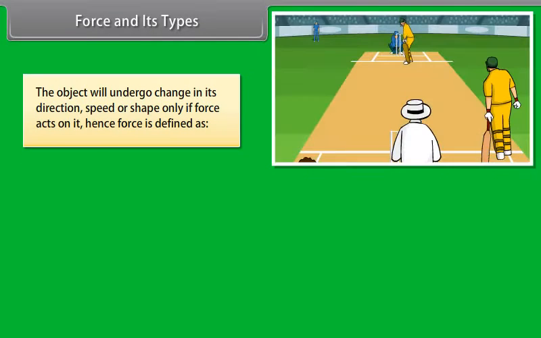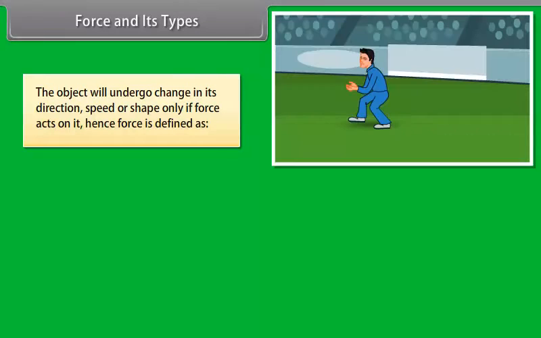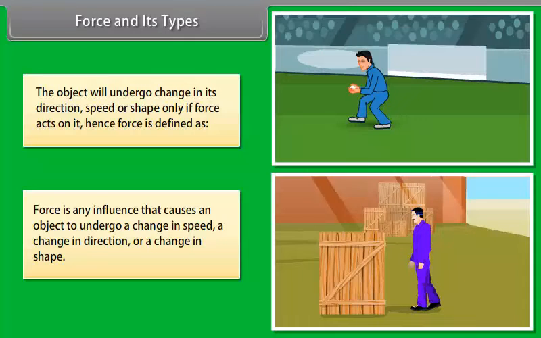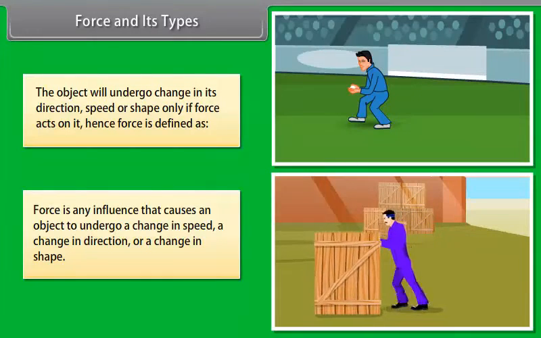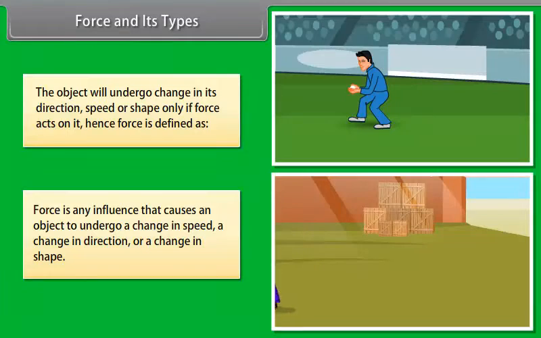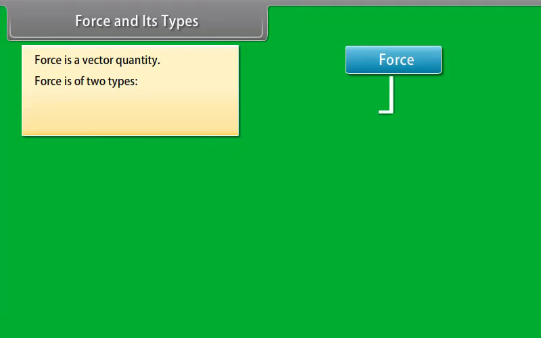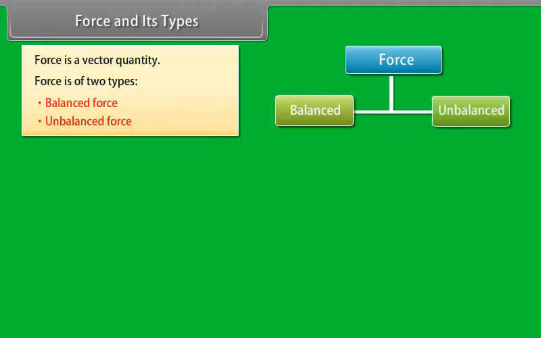Force and its types. The object will undergo change in its direction, speed, or shape only if force acts on it. Hence, force is defined as: force is any influence that causes an object to undergo a change in speed, a change in direction, or a change in shape. Force is a vector quantity. Force is of two types, balanced and unbalanced.